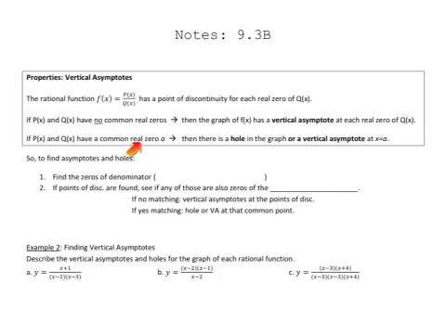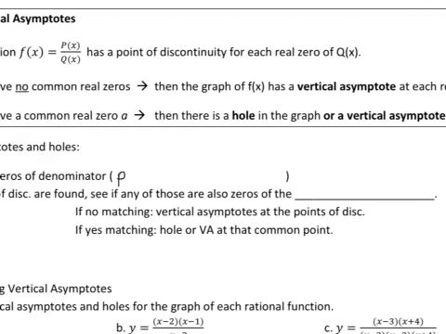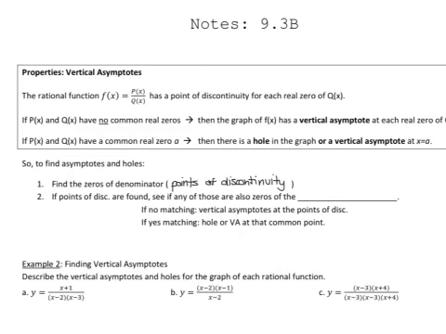But if they do have a common zero, then we have a possibility of having a hole or a vertical asymptote. It's going to be one of the two. So to find the asymptotes and the holes, our first step is to find the zeros of the denominator, which are our points of discontinuity. Or points of discon, as Whitney says.